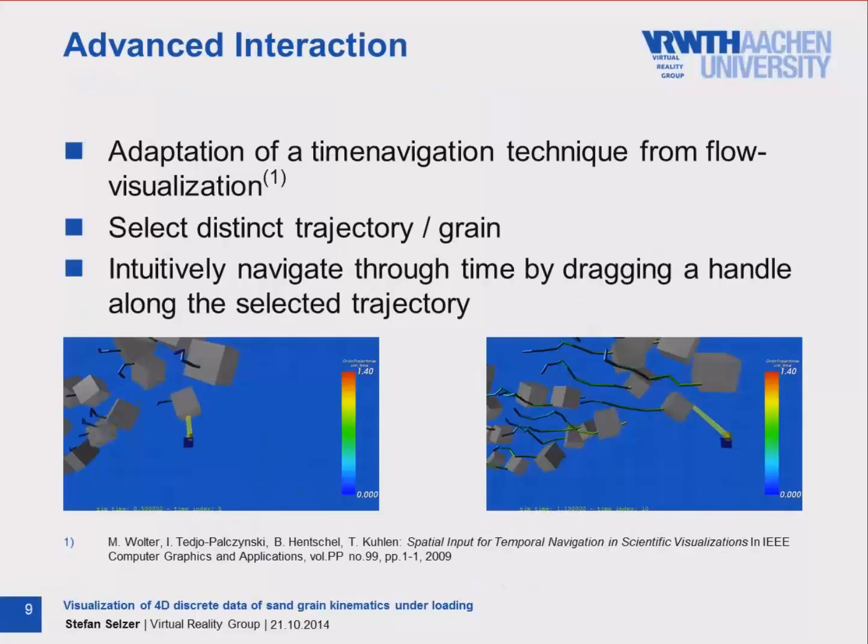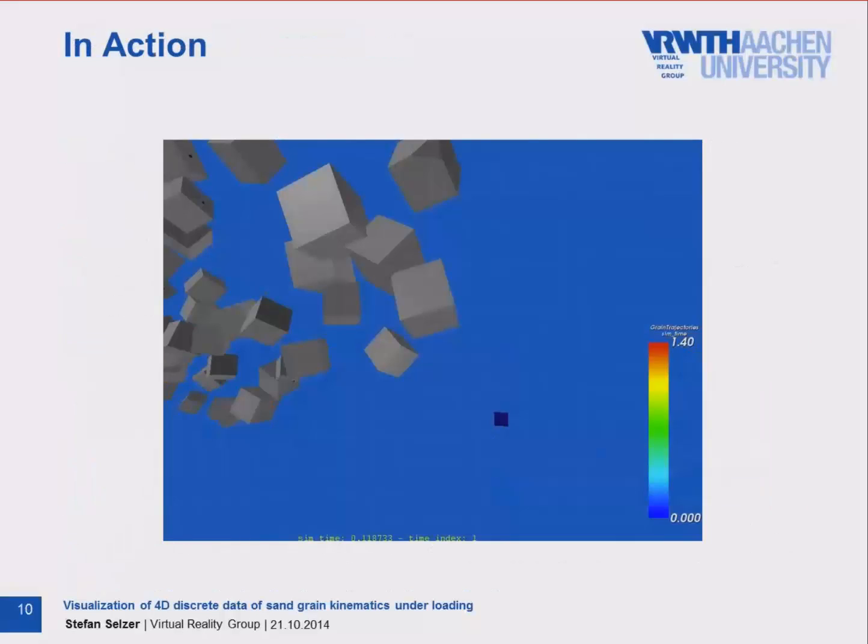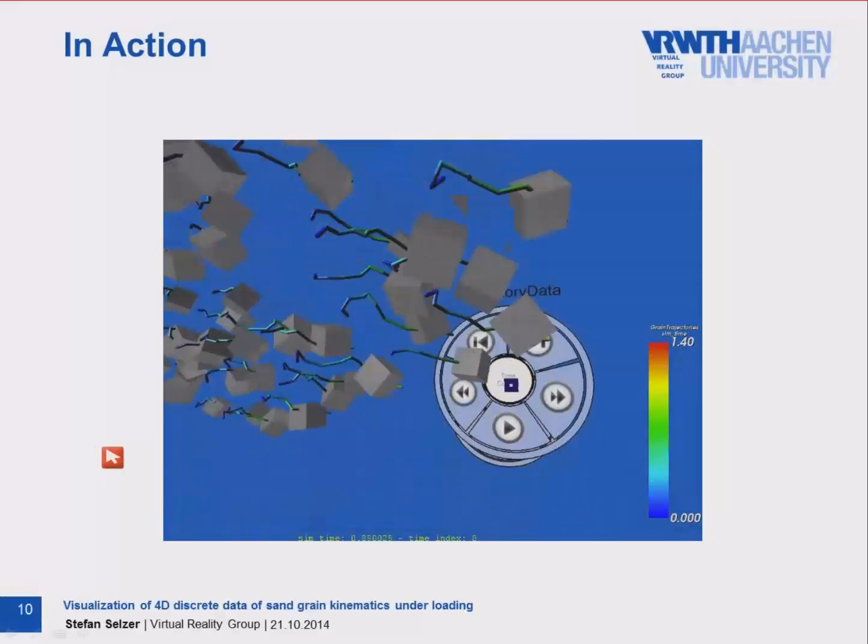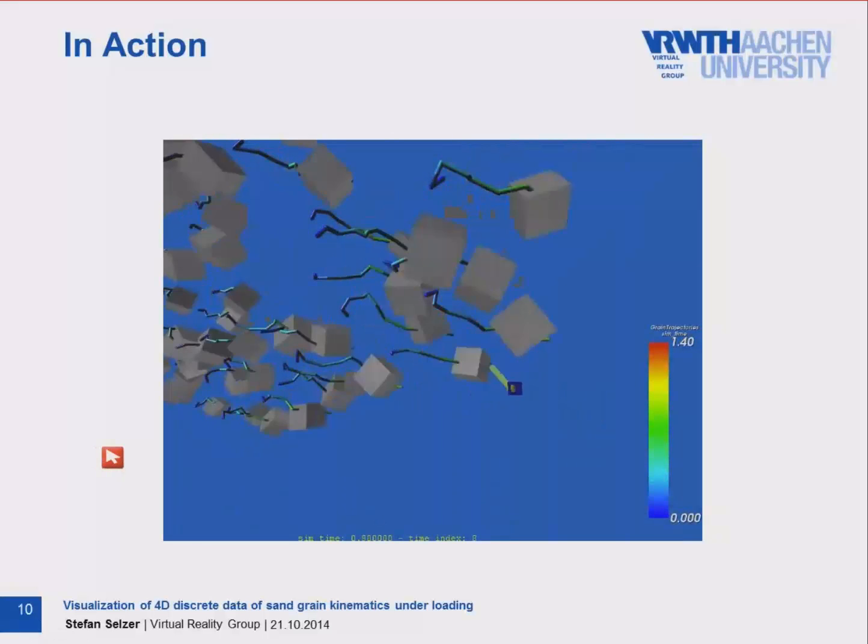Especially, we have an advanced interaction method developed for direct navigation of time, where we can in this case select a distinct trajectory or grain and intuitively navigate it through time by dragging a handle along the selected trajectory, as you may see in these pictures. I will show you how this looks in a video. If you stop the simulation and grab one of the particles, one of the grains, then you can drag along the computed trajectory and explore very distinct points in time.